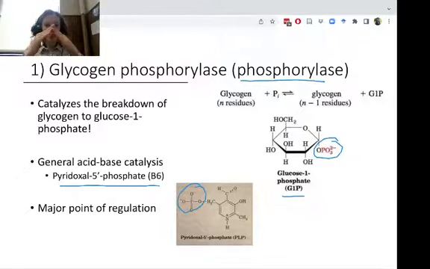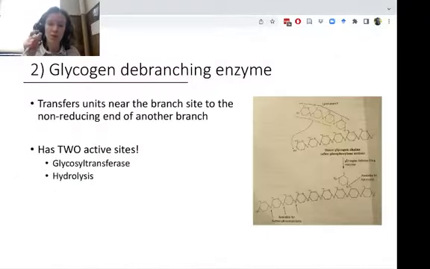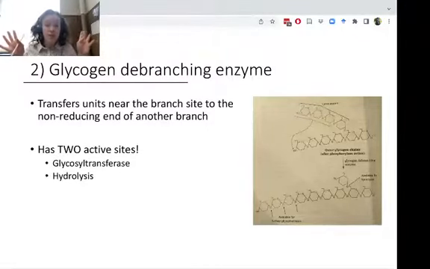Glycogen has branches. What happens when the enzyme gets really close to a branch? Turns out this enzyme can't fit the branch into its active site. It can only fit a linear portion of the sugar. So in comes a secondary enzyme, glycogen debranching enzyme. If glycogen phosphorylase can't deal with the branches, well, let's remove the branches. And this enzyme is pretty interesting.